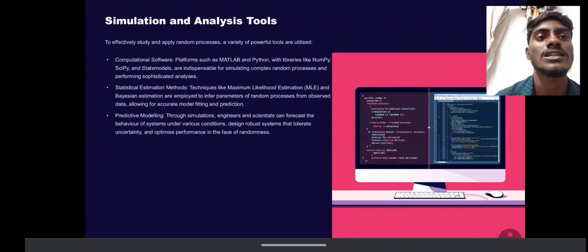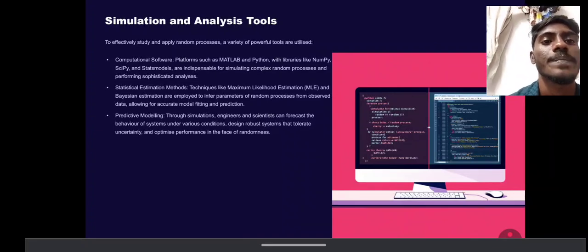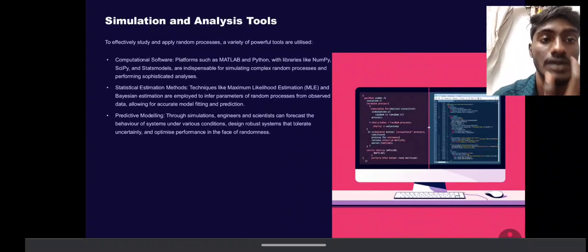The simulation and analysis tools have three types. First one, computational software. Second, statistical estimation methods like maximum likelihood estimation (MLE), allowing accurate model fitting and prediction. Third one, predictive modeling, where engineers and scientists forecast the behavior of the system under various conditions. Design robust systems that tolerate uncertainty and optimize performance in the face of randomness.